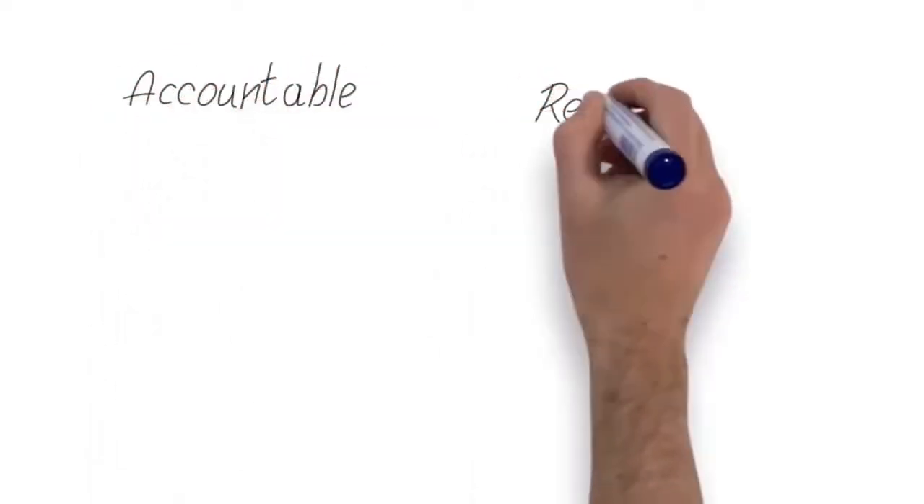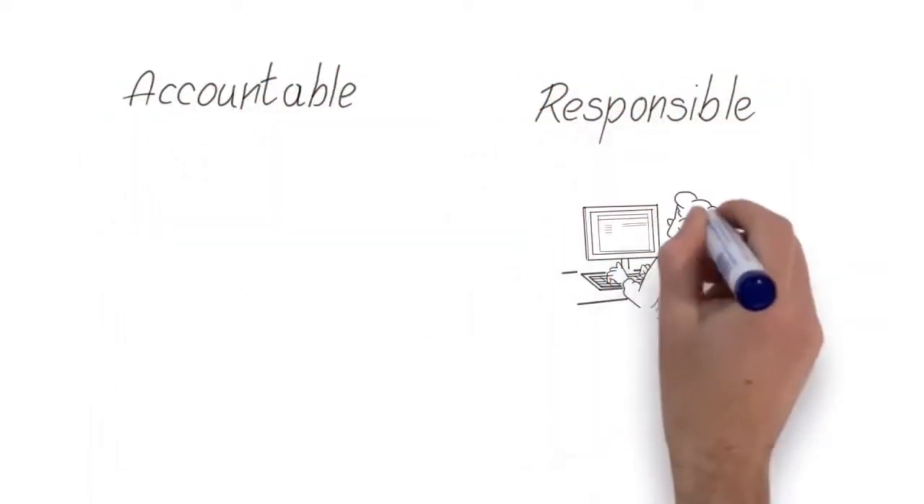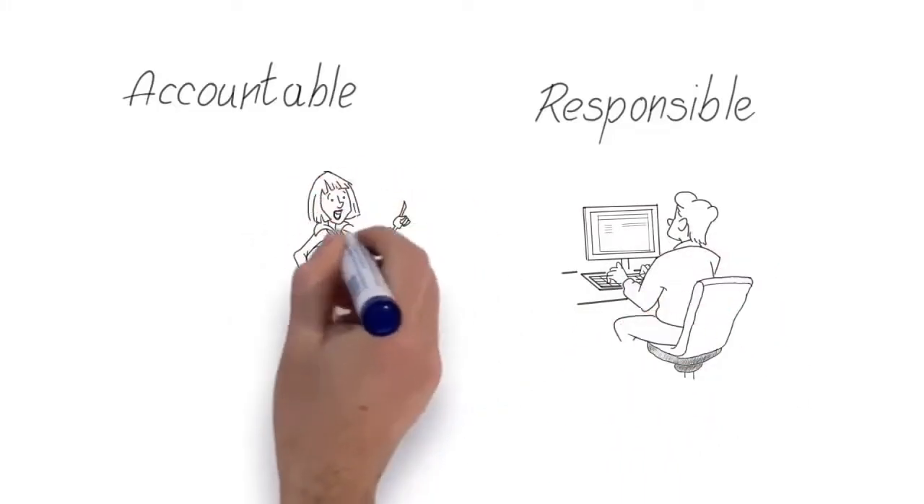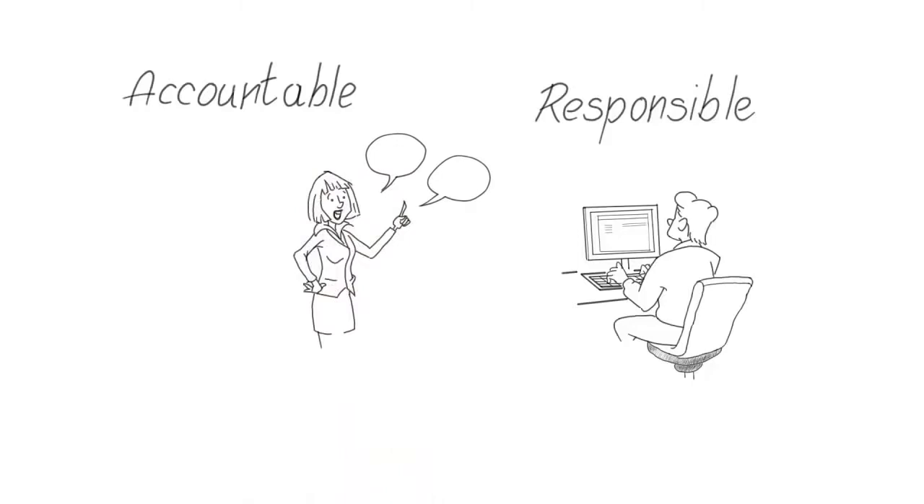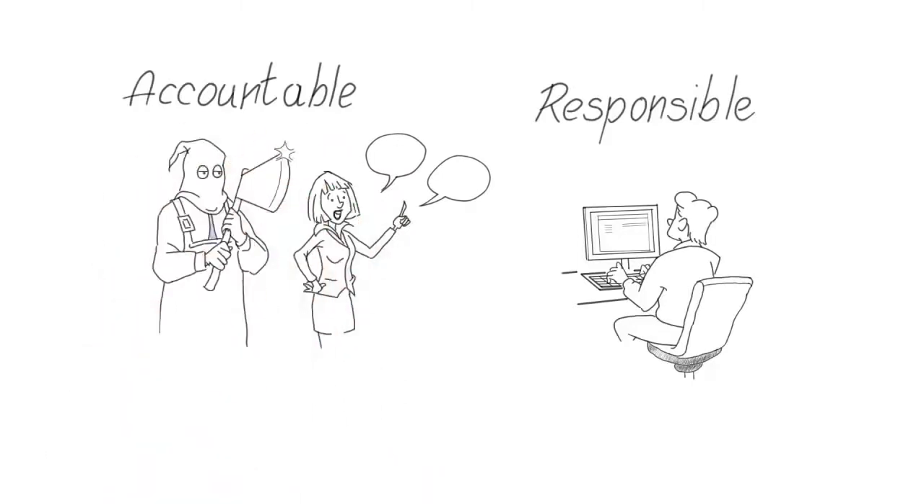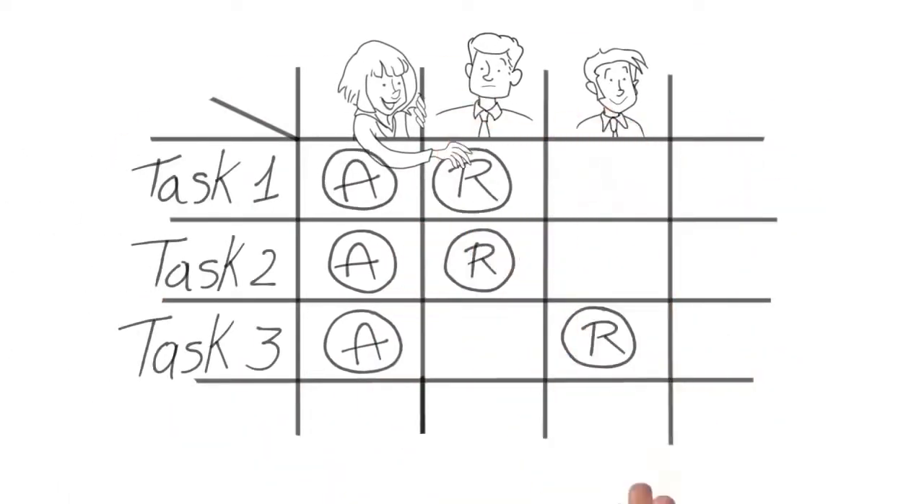Now, accountable and responsible are very different. Responsible typically means that someone is performing a task or activity, whereas accountable is the decision maker. This is where the buck stops, and it's their head that is on the chopping block if things go wrong. Accountabilities can't be relegated, whereas responsibilities can be, providing permission from the accountable person is given.